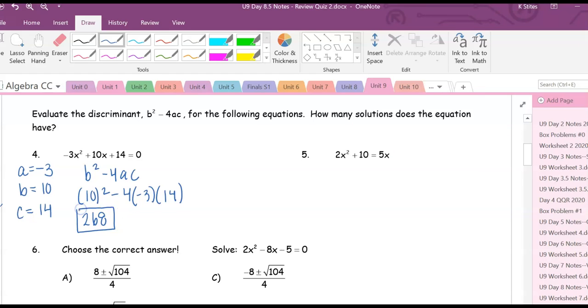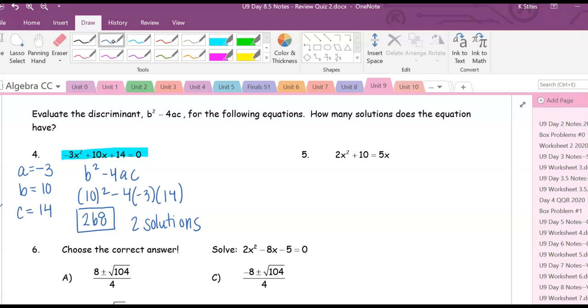All right, so again, this is our discriminant. Now here's what this means. Since this is a positive value, when we have a positive value underneath our square root, that means we're going to have 2 solutions. If you graph this with your calculator, you would also see it hits the x-axis 2 times.